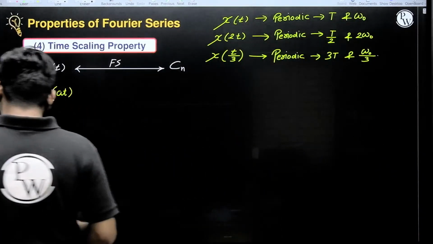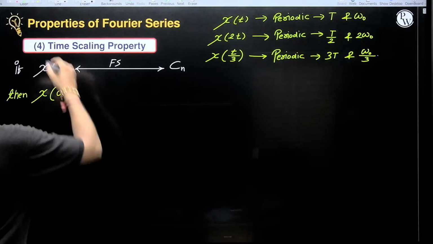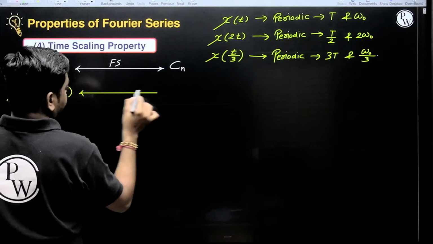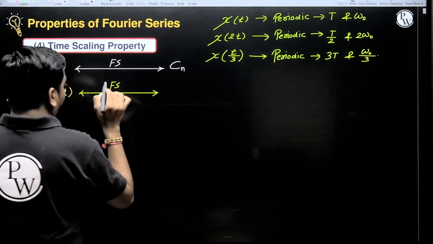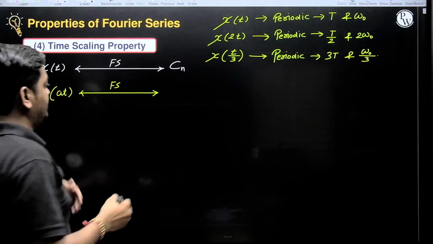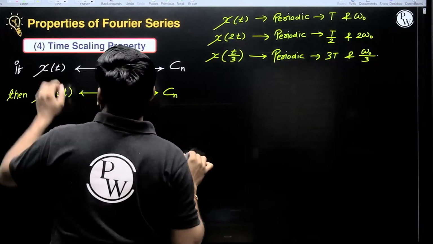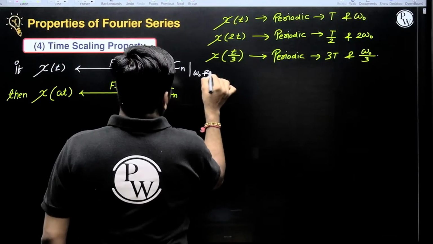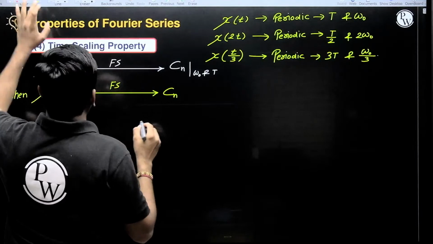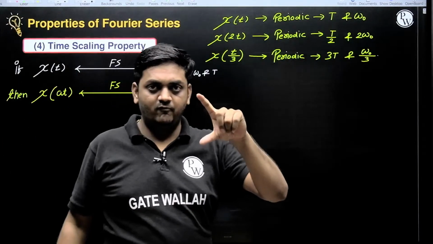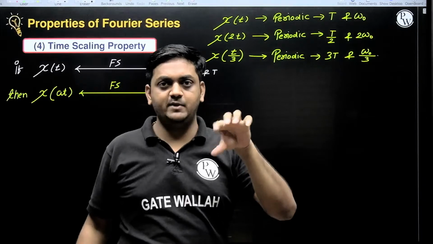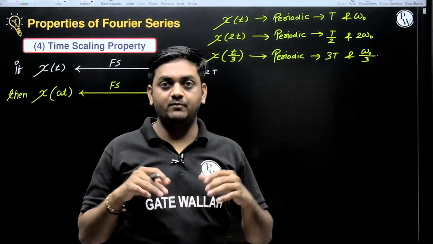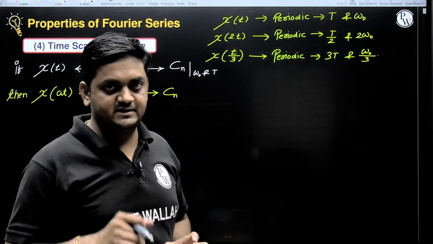So guys, here in general, when t becomes 2t, there is no change in the amplitude of the Fourier series coefficient. The coefficient remains the same, but there is a change in the fundamental frequency. Suppose the fundamental frequency is omega 0 and the fundamental time period is T. The amplitude of the sample remains the same, but the distance between samples will change. How? I will explain that with one example, don't worry.